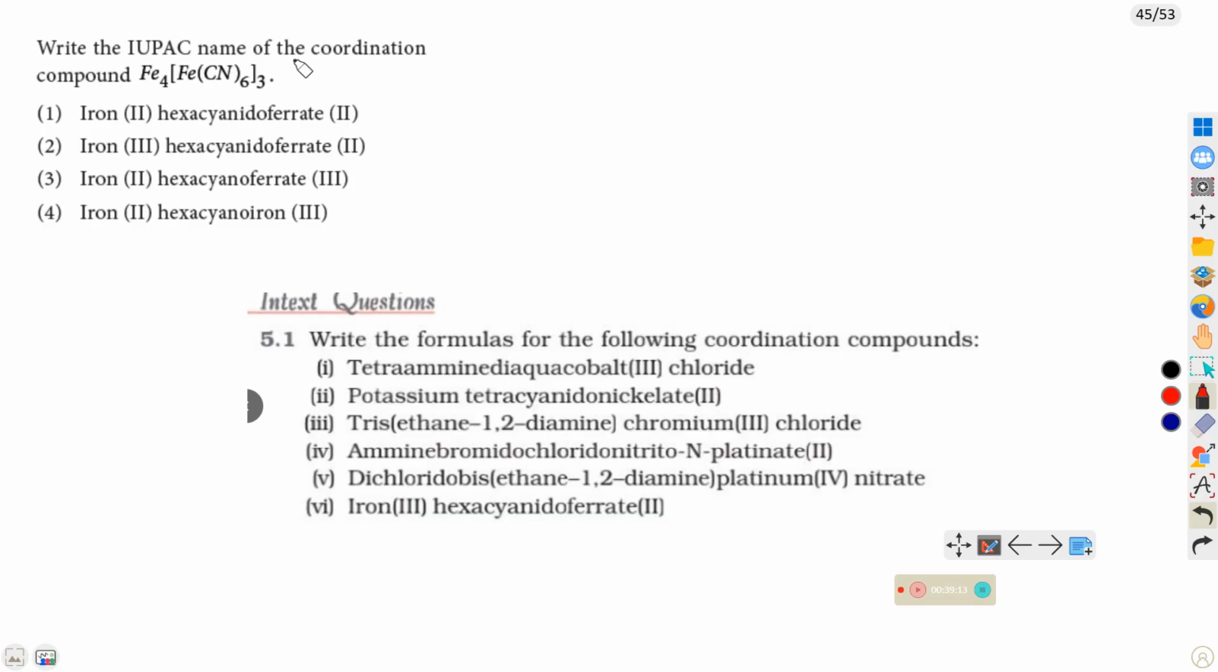Write the IUPAC name of the coordination compound Fe4[Fe(CN)6]3. Fe4[Fe(CN)6]3. Name is iron(III) hexacyanoferrate(II).